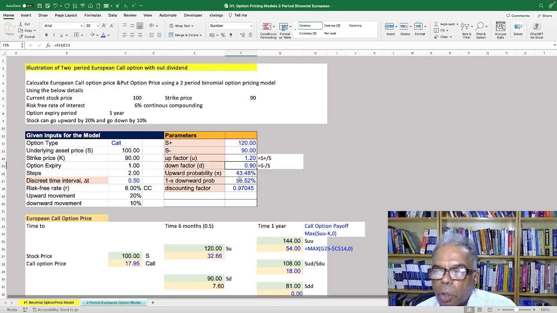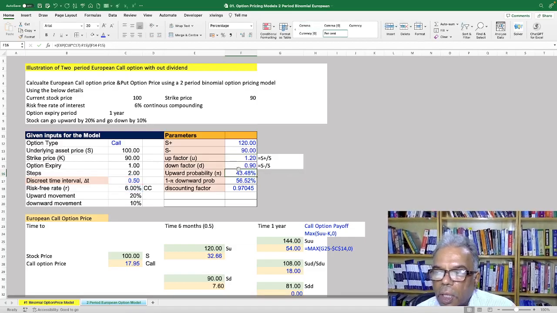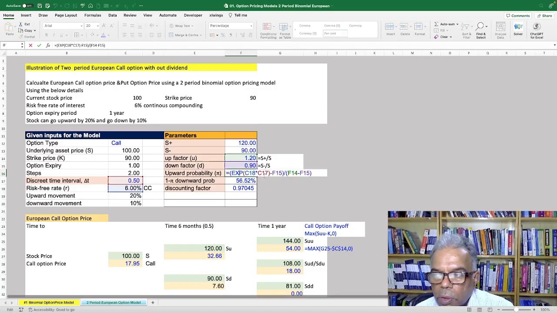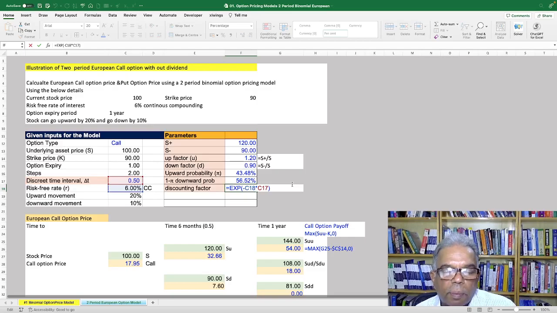Then the second important step is to calculate what is called the up probability. The formula for calculating the upward probability is exponential of R into T, minus D, divided by U minus D. Once you calculate it, the up probability is 43.48%, and 1 minus the up probability is the downside probability. For our convenience, we will keep the discounting rate ready. Since it is continuous compounding, we take exponential of minus R into T.